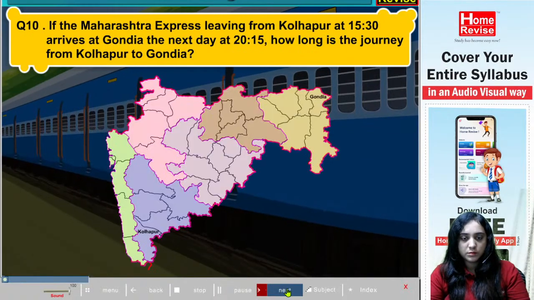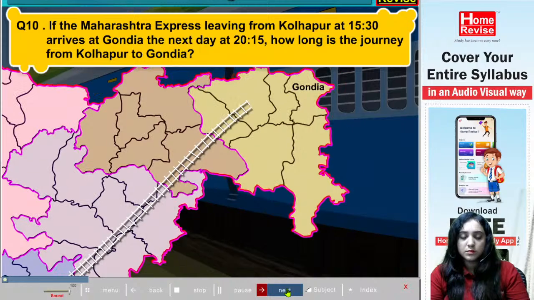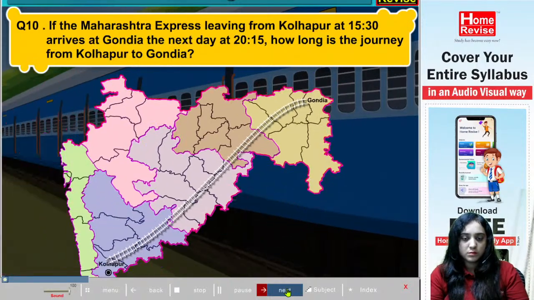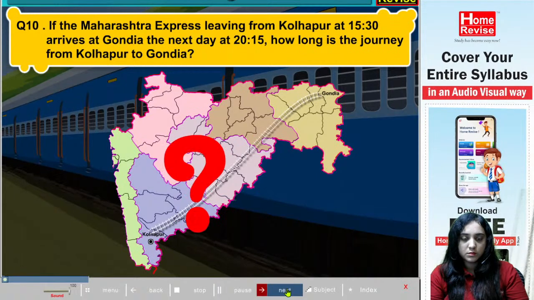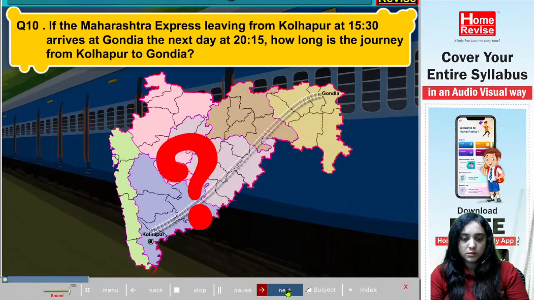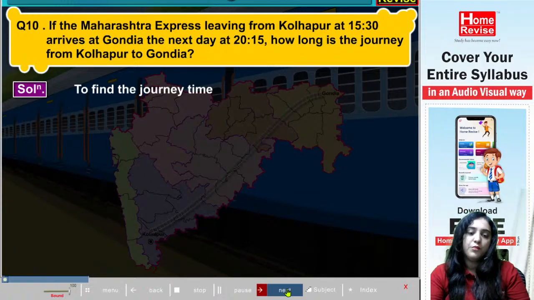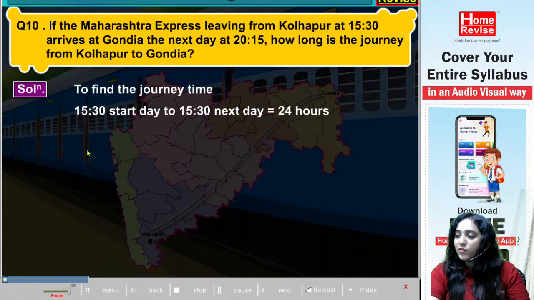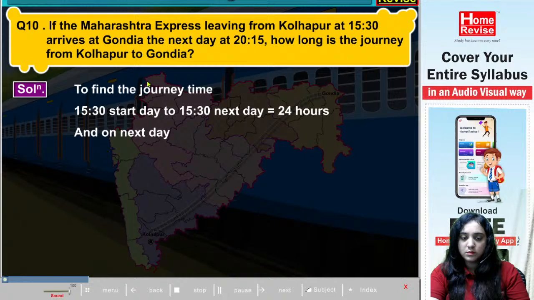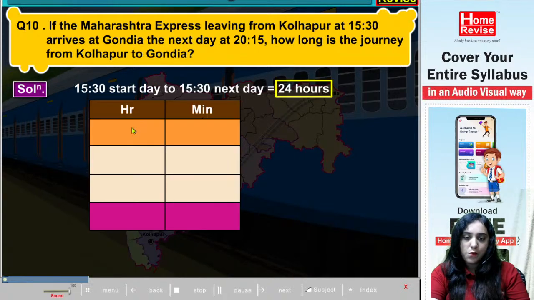10. If the Maharashtra Express leaving from Kolhapur at 15:30 arrives at Gondia the next day at 20:15, how long is the journey from Kolhapur to Gondia? Solution: to find the journey time, we already have this 20:15 on the next day, and we have to subtract 15:30 from it. Just to start, next day 20:15 is 24 plus 20:15 hours. And on the next day, we write it down vertically as hours and minutes column respectively. 20:15 we write as 20 in the hours column, 15 in the minutes column. 15:30 we write it down as 15 in the hours column, 30 in the minutes column.